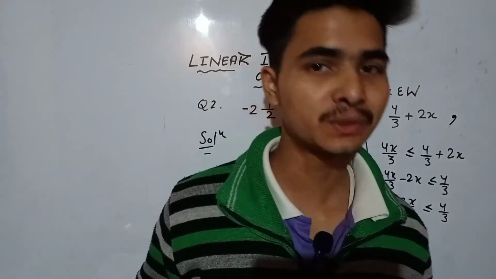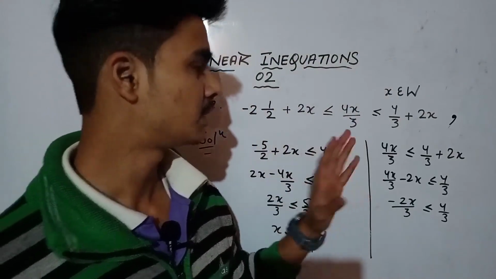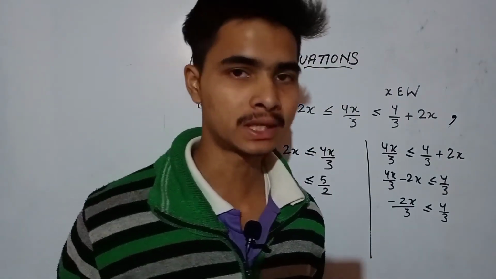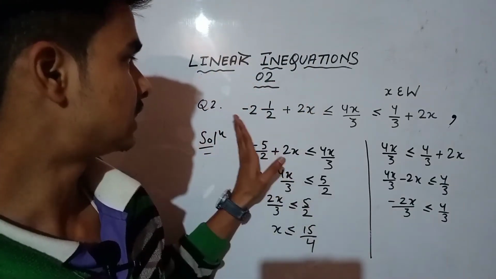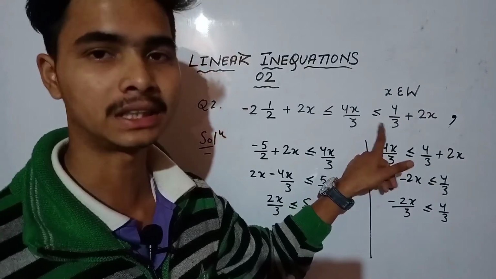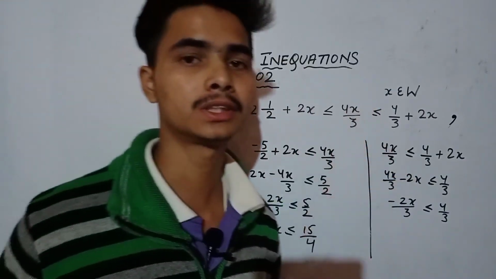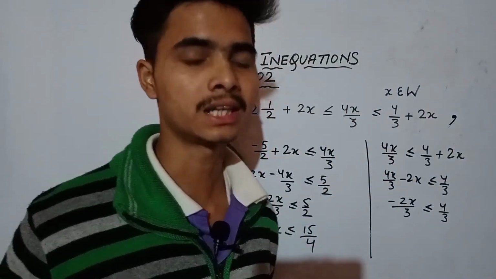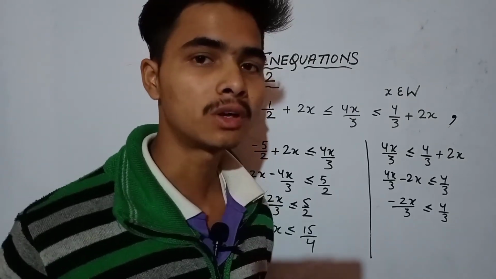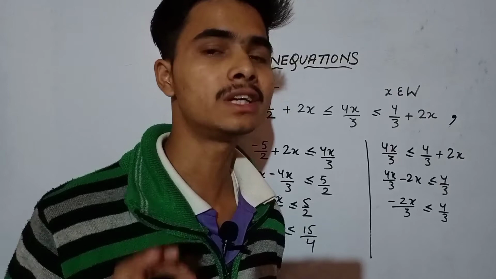So this is a question which involves two conditions at one time. You can clearly see that here is one condition and here is another inequality sign. So basically it is a combination of two conditions at a time, and I am going to show you how you can solve this type of question with ease.